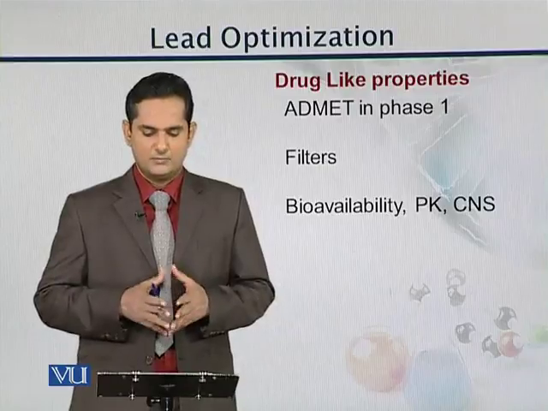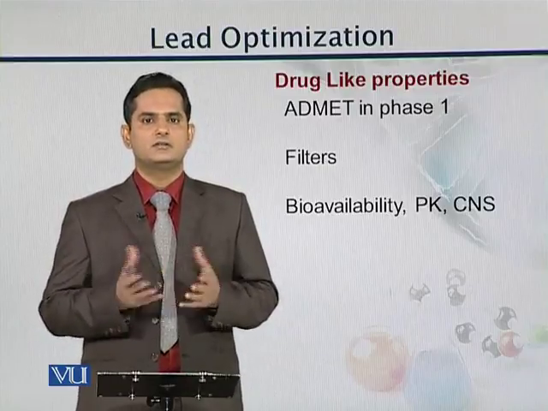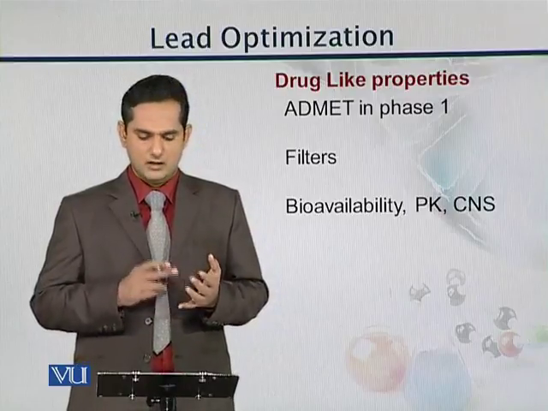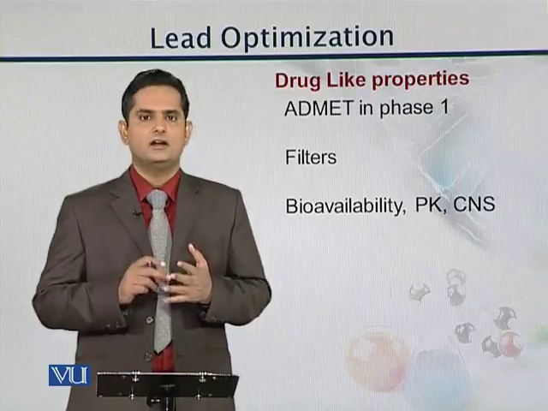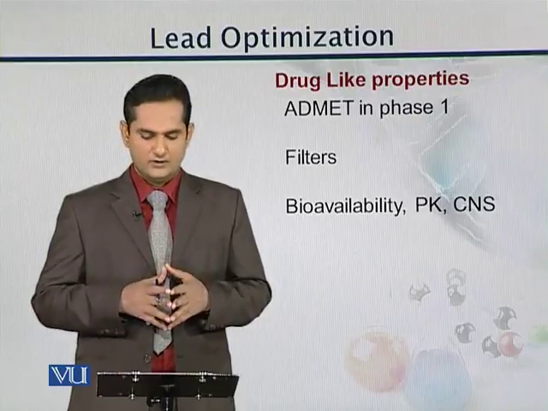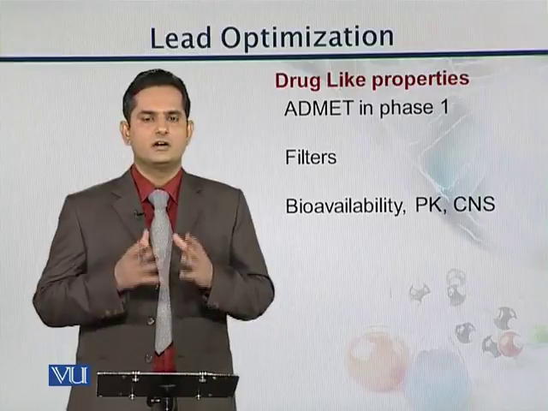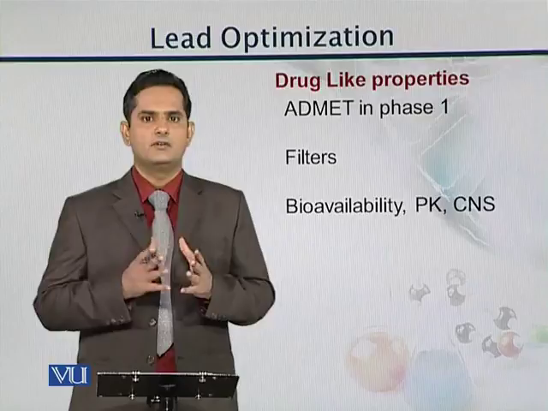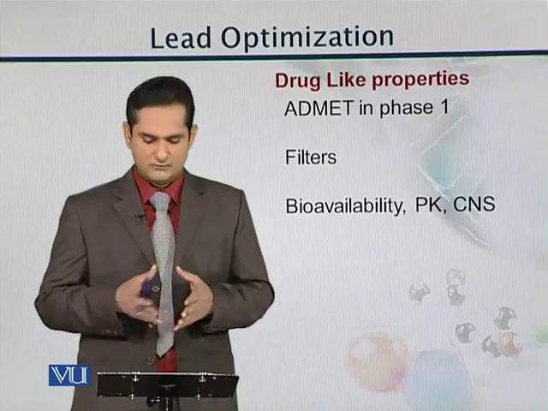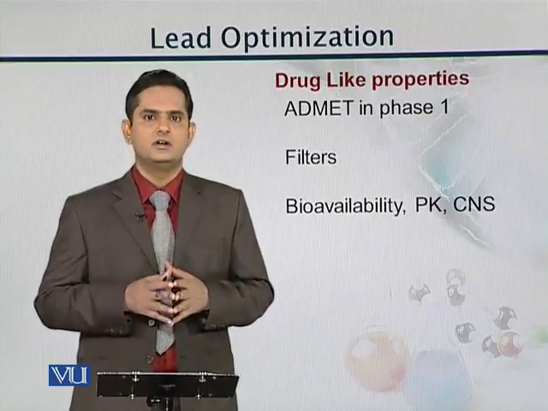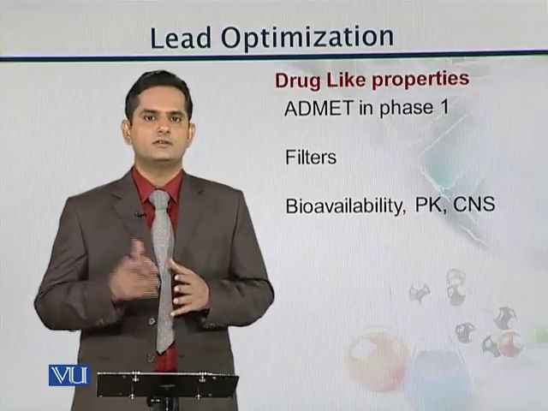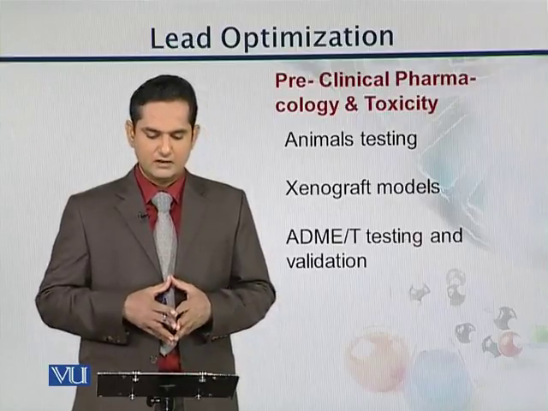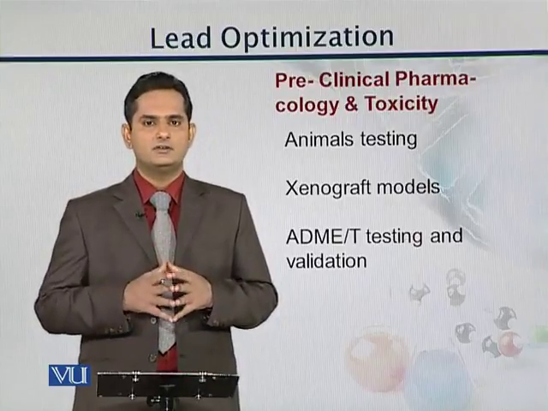So what are the drug-like properties which are used for lead optimization? In phase 1 we have ADMET properties, which are absorption, distribution, metabolism, excretion, and non-toxicity. Then we have different filters which try to find similar and useful information from our proteins and remove the extra information. Then we have bioavailability, PK, and CNS values, which are taken from the pharmacokinetics domain. So these are different parameters or properties of drug-like things.